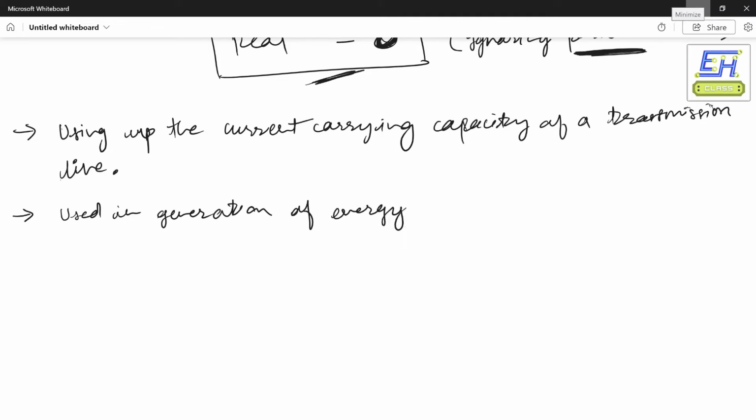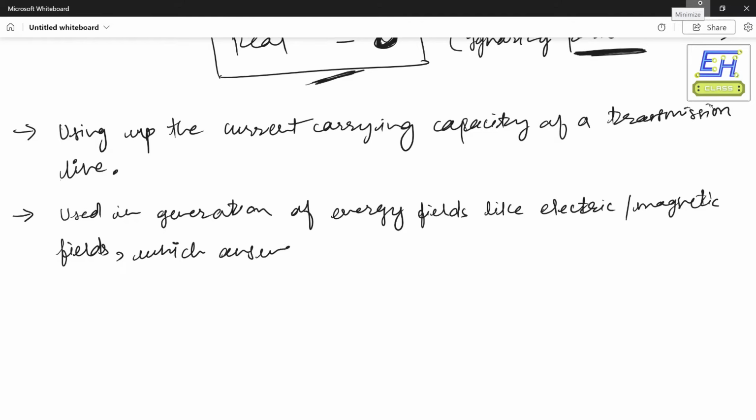It's important, even though it's oscillating back and forth and not actually using up the energy, but the energy fields, like the electric or magnetic fields, which are essential, and which also answers the energy storage. So these things are needed.